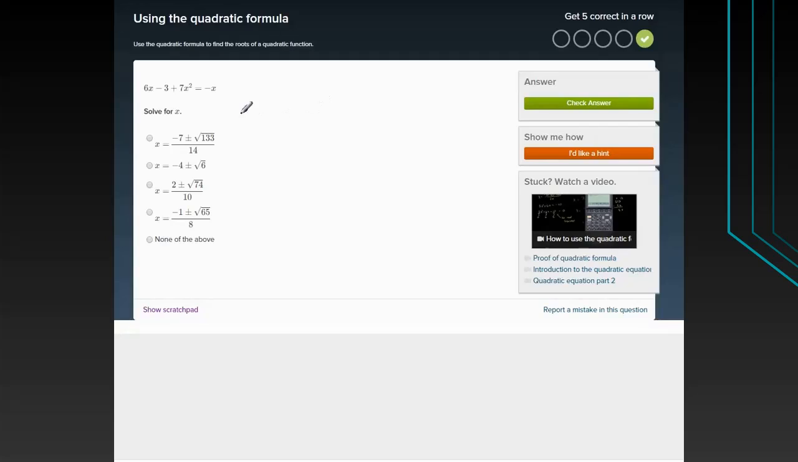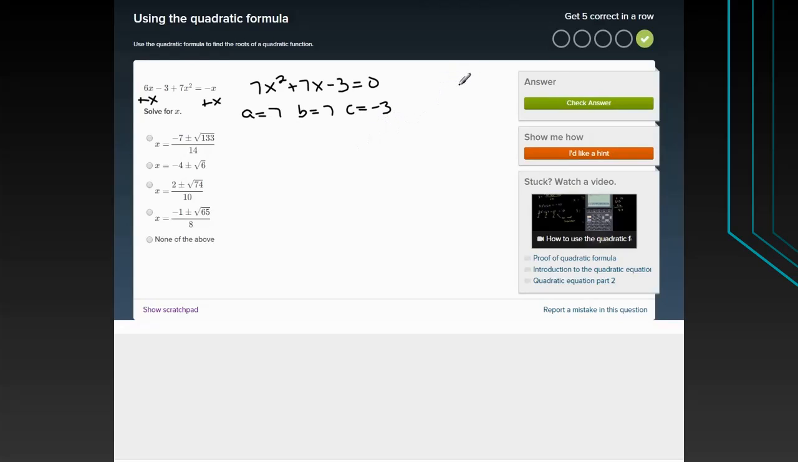This problem, we're going to do the quadratic formula again, and notice the problem is not in standard form again, so I need to move this negative x over, so I'm going to add x to both sides. This changes the problem to 7x squared plus 7x minus 3 equals 0. So I pull out my a is 7, b is 7, and c is negative 3.